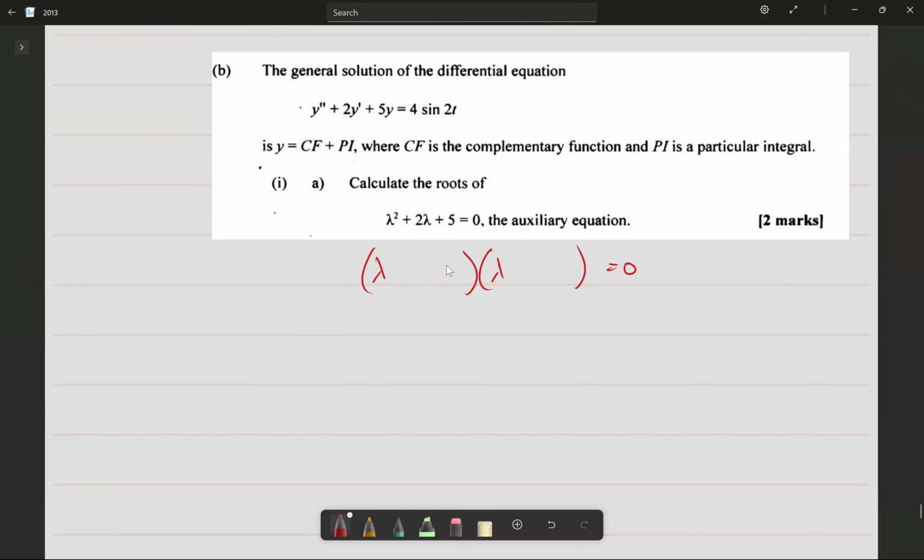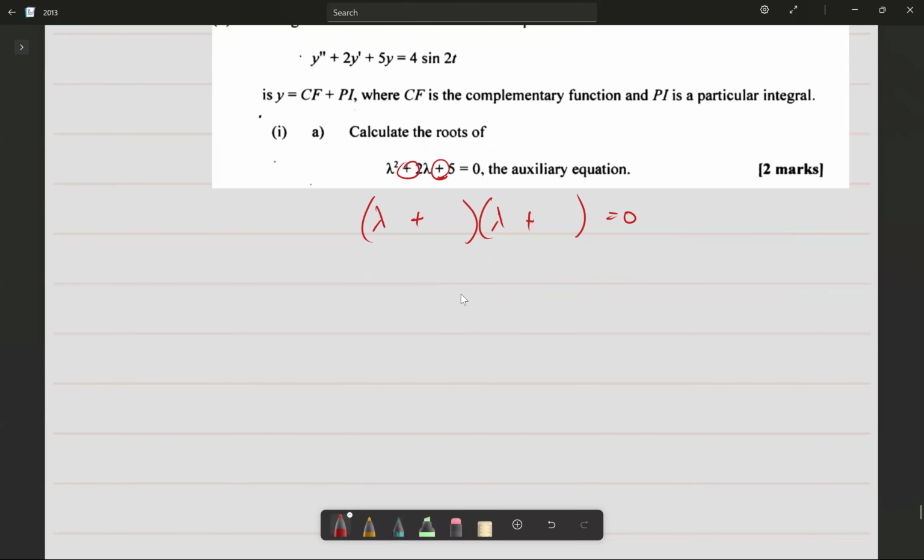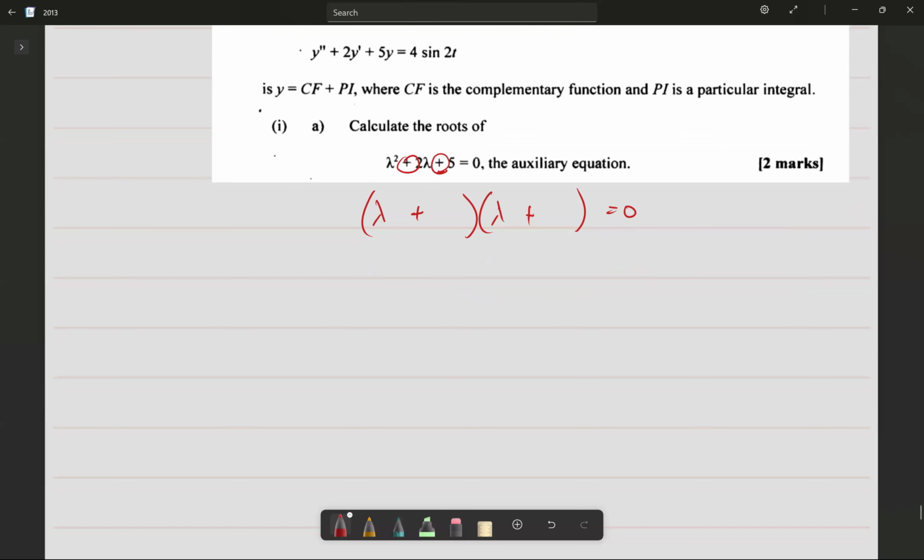So we want something that adds up. This tells us that it's the same sign, and the sign is positive. So it's positive, positive. Wait, hold on. This question is asking me, oh.